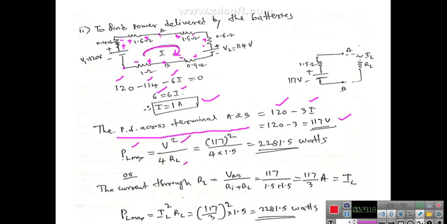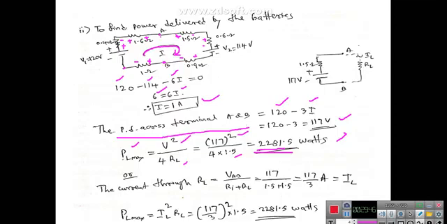Now you can substitute the value of V that you determined, that is the voltage across the terminals A and B. You know RL is 1.5. Then if you find the maximum power, that is 2281.5 watts. That is how you need to find it.